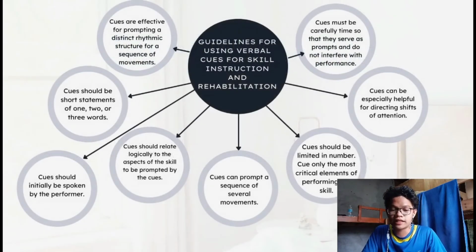So, the guidelines for using verbal cues for skill instruction and rehabilitation. Cues should be short statements of 1, 2, or 3 words. Cues should relate logically to the aspects of the skill to be prompted by the cues. Cues can prompt a sequence of several movements. Cues should be limited in number. Cue only the most critical elements of performing the skill.